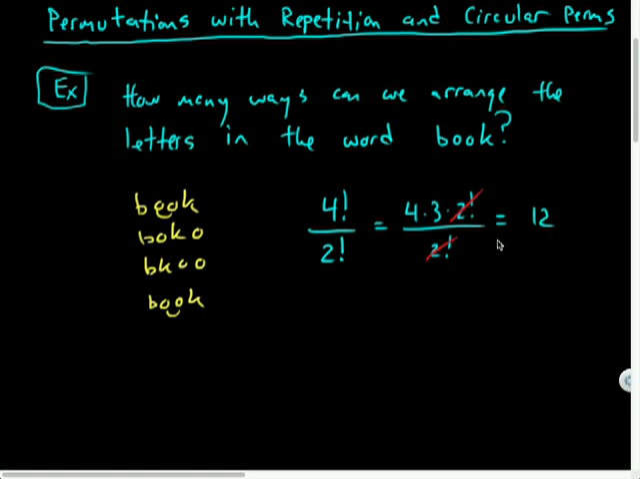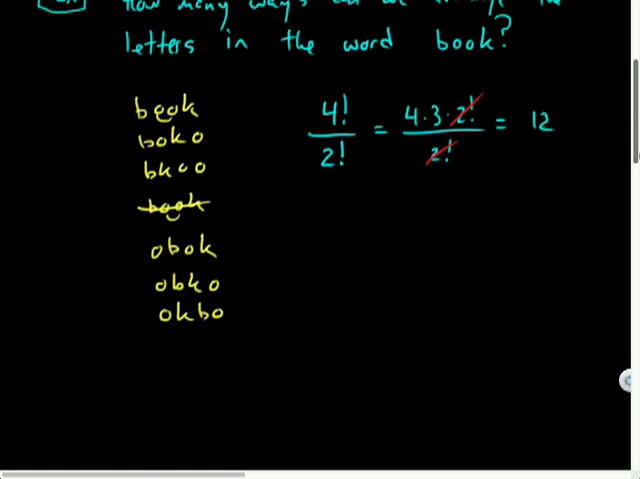Actually, I wonder if we could find all 12. Yeah, sure, let's do it. So there's 3 that start with the letter B. Did I get all the ones that start with the letter B? I think so. Let's start with ones with O. O-B-O-K. O-B-K-O. Then I could have O-K-B-O. I could have O-K-O-B. Let's see, am I missing one here? No, I think I got that one there. Let's see, I've got 7 so far.